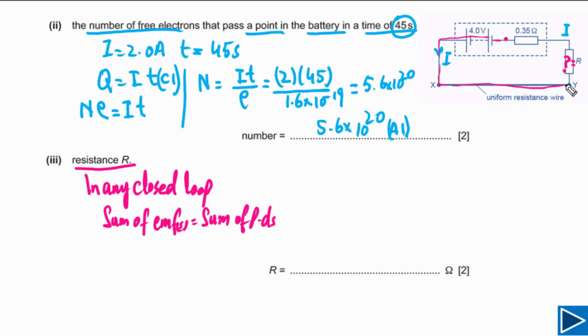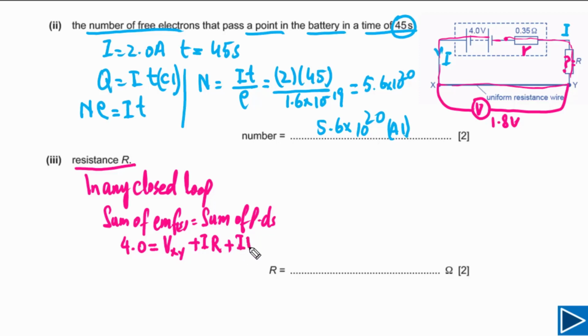If we look at this closed loop now, we can first draw this loop. This is just one loop, so let's redraw this one loop. In this loop, we only see one EMF, and that is 4.0 volts. Now, if we go across this wire, the potential difference across this wire is given in the question, and the value of that is 1.8 volts. So we can simply write down here VXY, the potential difference across this wire, plus the potential difference across capital R resistor, and we can say this resistor is small r because this is internal resistance. We can denote this one with small r. So this is I times R.